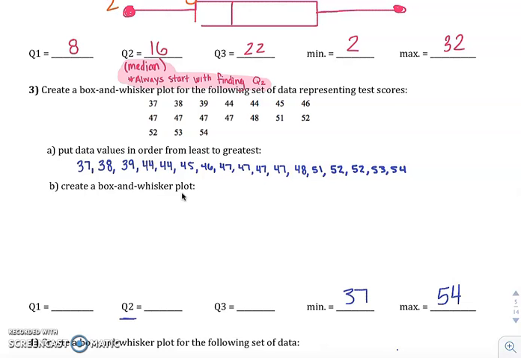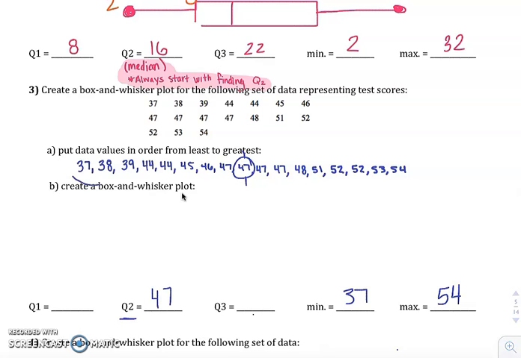So we're going to find the median. 17 data values. So the middle should be 47. So that's your Q2.